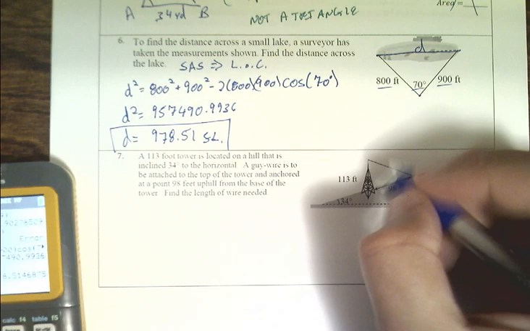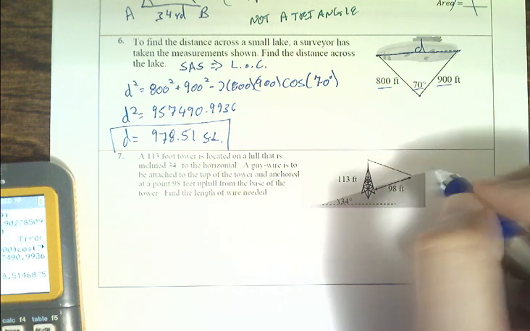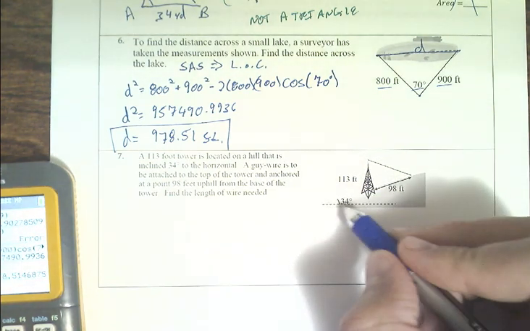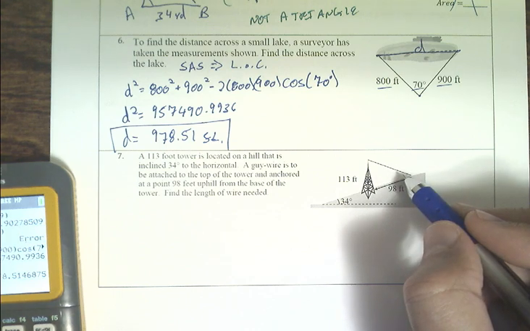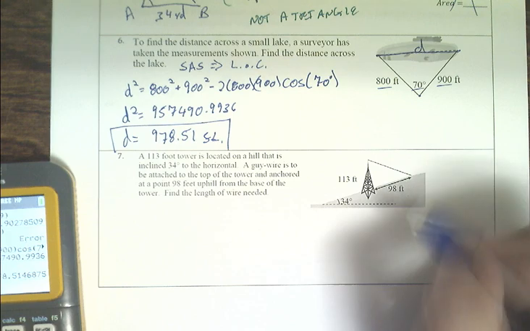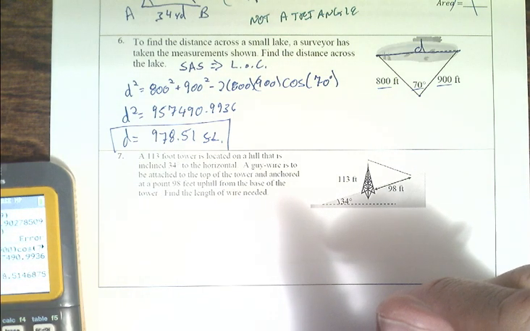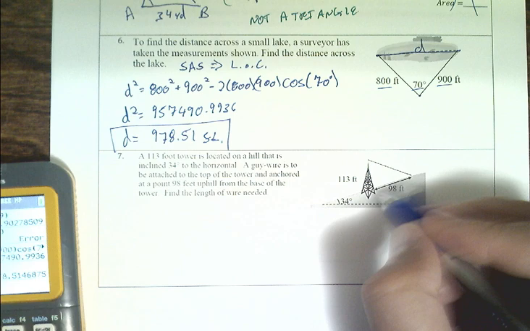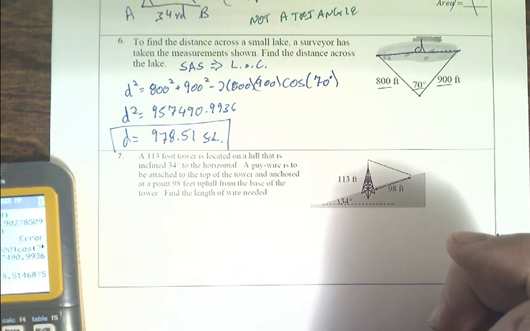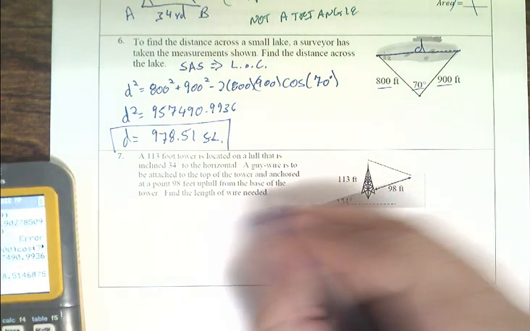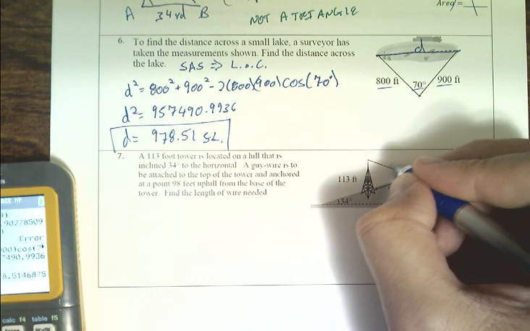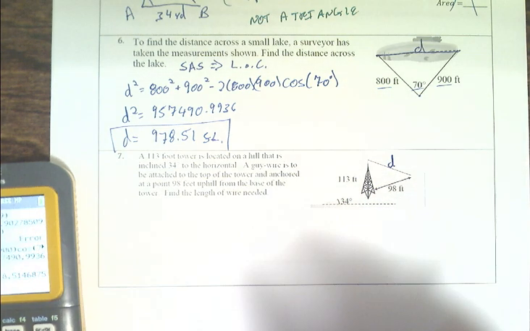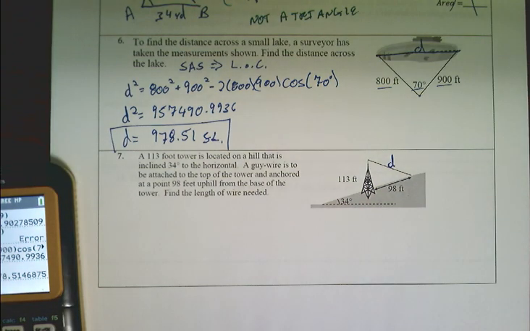Okay, a 113-foot tower is located on a hill and is inclined 34 degrees to the horizontal. A guy wire is to be attached to the top of the tower and to an anchor point at 98 feet up the hill from the base of the tower. So find the length of the wire needed. So we're looking for this right here. We'll call it D because I don't like to use the letter L. Looks like a 1 and confuses me while I'm writing it.